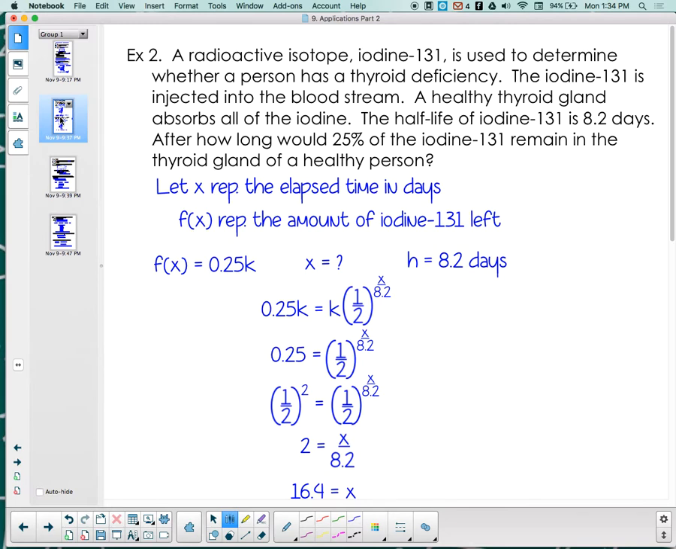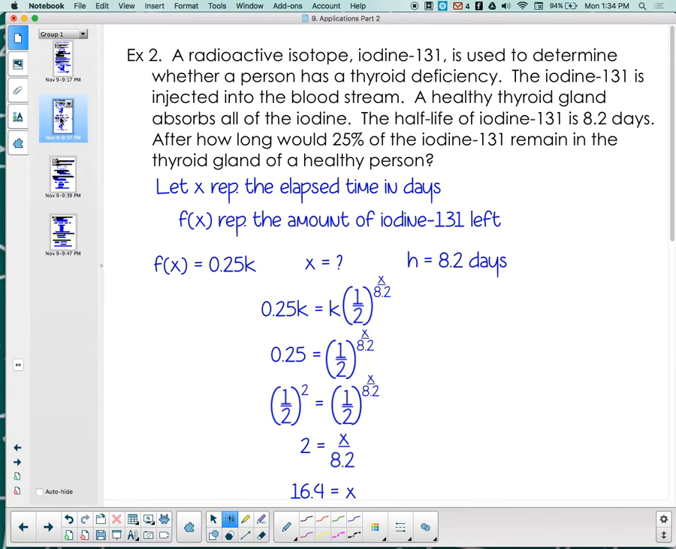Let's do this one. Is this right? I don't know. We've got iodine 131, used to determine whether it's thyroid deficiency. That doesn't matter. So the half-life of iodine is 8.2 days. After how long would 25% of iodine be remaining? So I let x represent the elapsed time. f of x is going to represent the amount of iodine left.